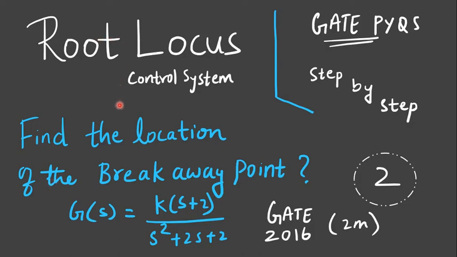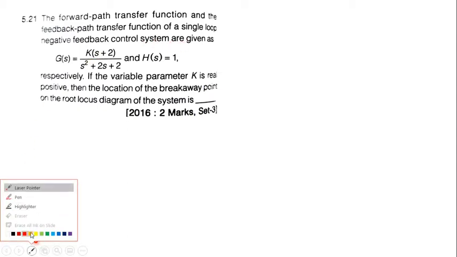Let us see the second problem in root locus. This was asked in GATE 2016 for 2 marks, and here we have to find the location of the breakaway point. Okay, so let us proceed. The forward path transfer function and the feedback path transfer function of a single loop negative feedback control system are given, G(s) given here.